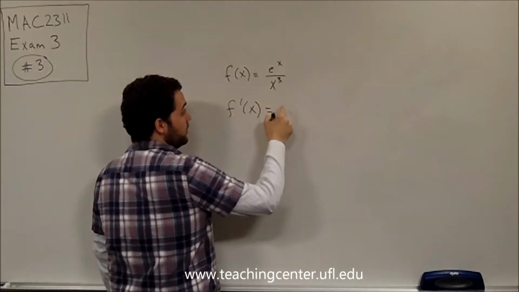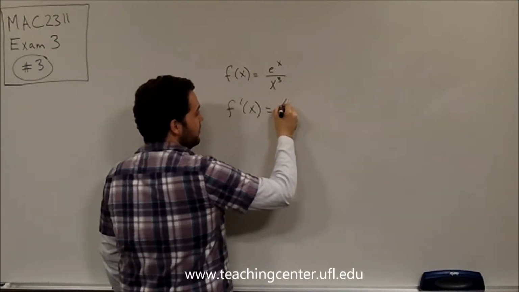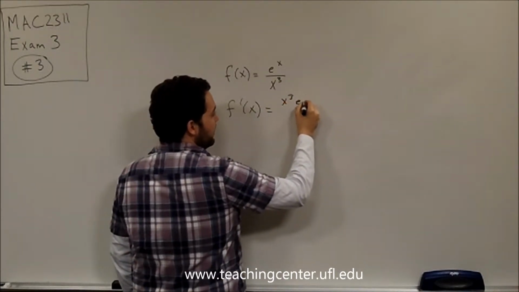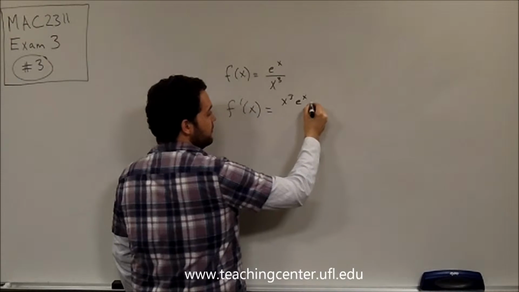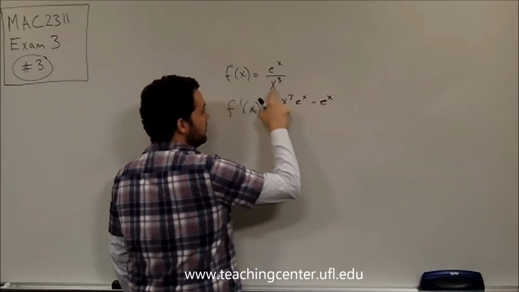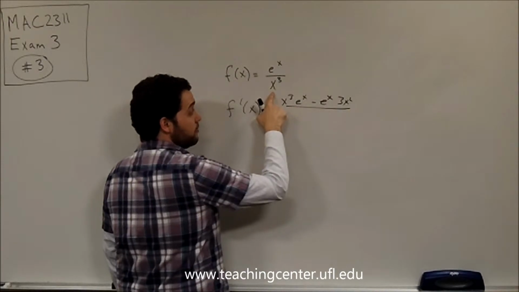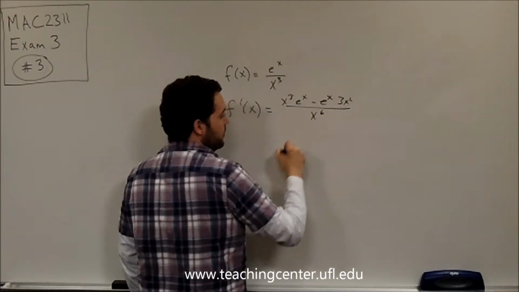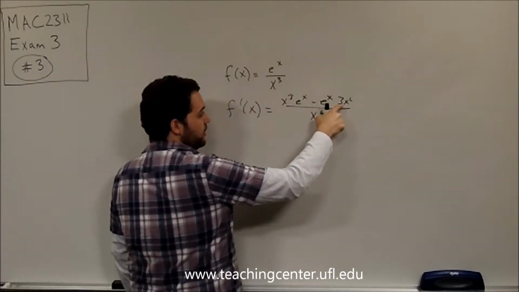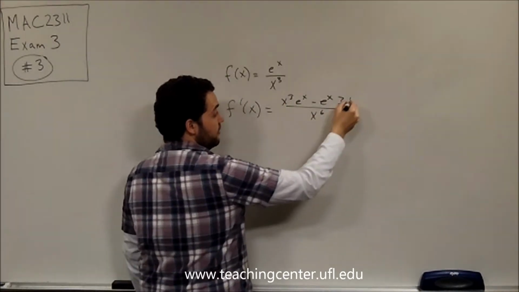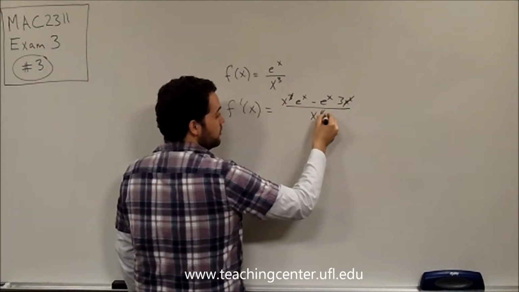So the derivative of this function here, we can just do a quotient rule. So it would be low d high, the derivative of the top is just going to be itself, minus high d low, which is going to give you 3x squared, all over the bottom squared, which is x to the 6th. And then you can see that you have an x squared here, an x squared here, and an x squared down there that you can all cancel out.